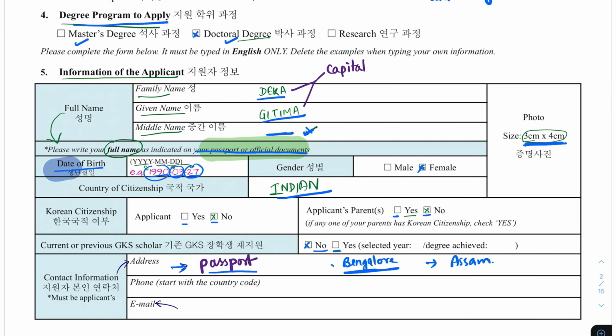My phone number and your email address. Email address is very important, because they will send all the emails to your email box, and you will receive all the notifications by email only. So be sure you put in the email address.